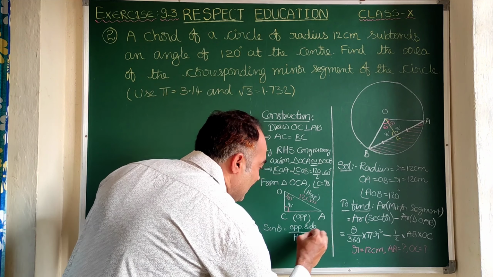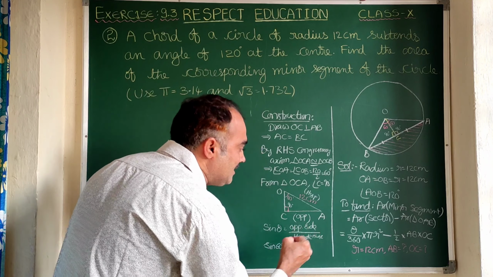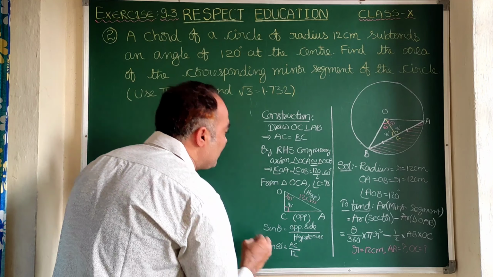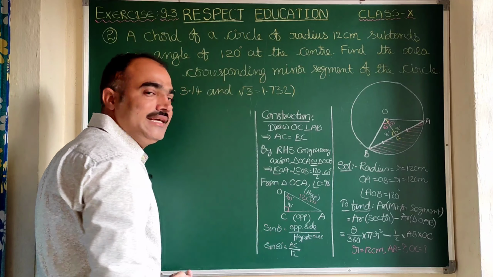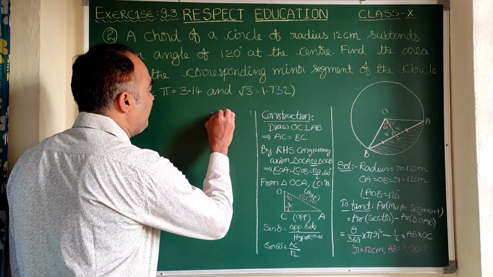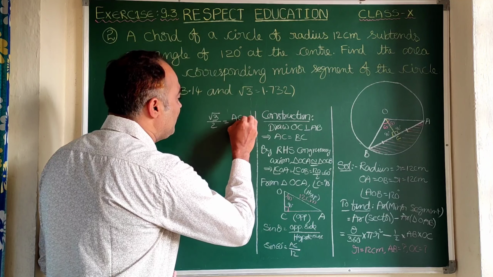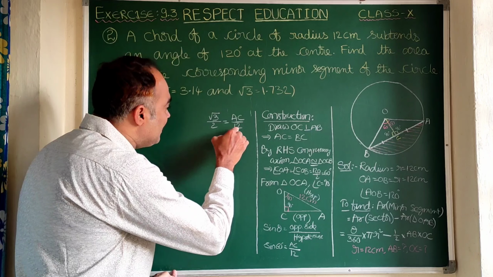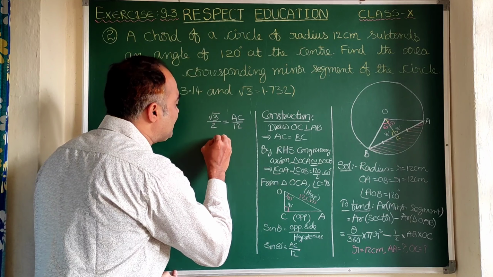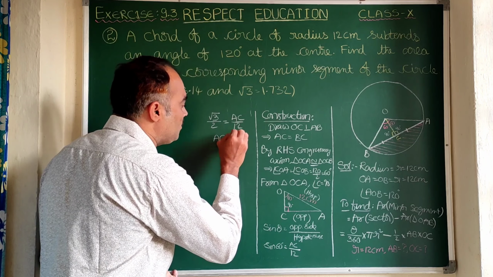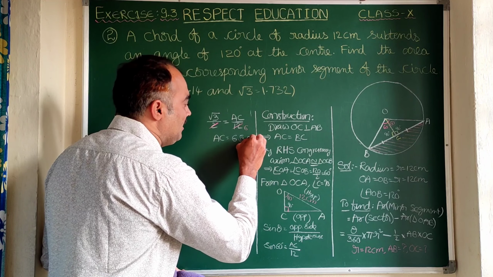Let us substitute the values. It is sin 60. For 60 degrees the opposite side is AC, that is what we are going to find, by the hypotenuse 12. The value of sin 60 degrees is root 3 by 2, which is equal to AC by 12. Let us do cross multiplication. AC is equal to 12 into root 3 by 2. Here 12 can be cancelled by 2, 6 times. So AC is equal to 6 root 3 centimeter.